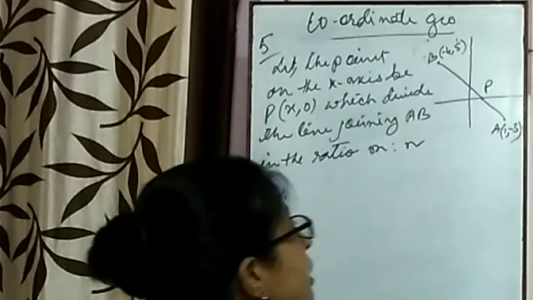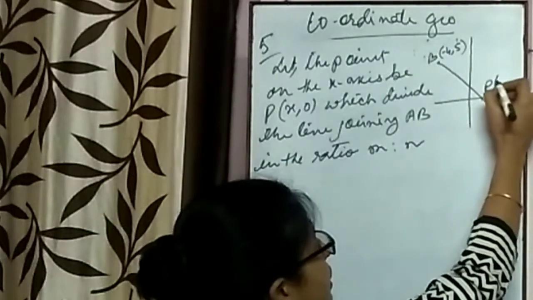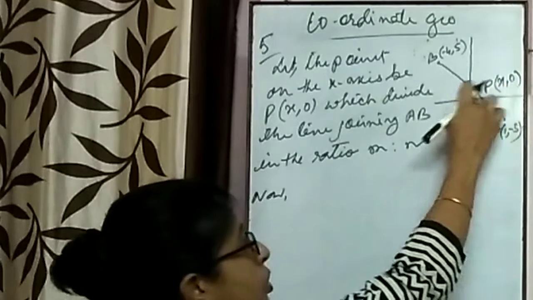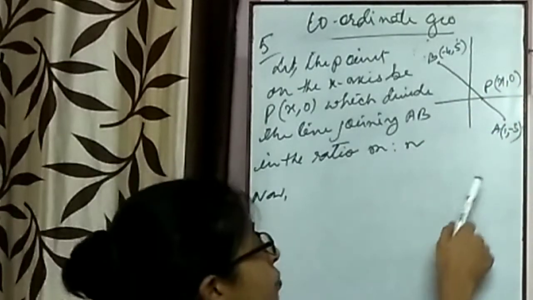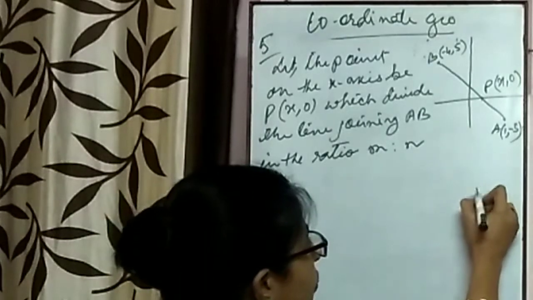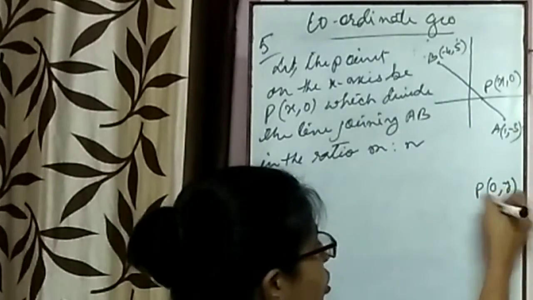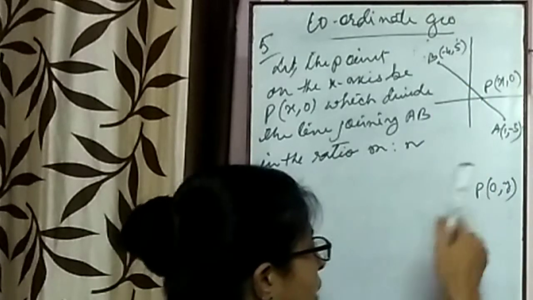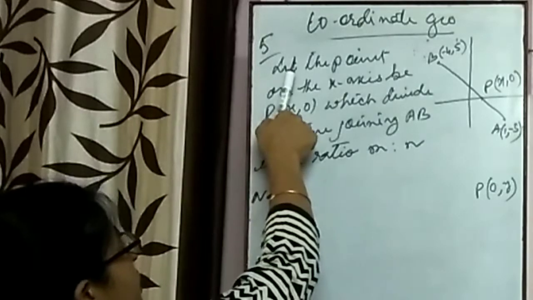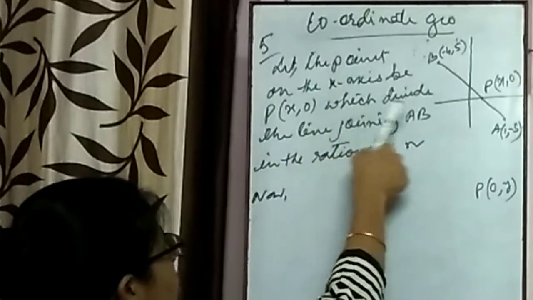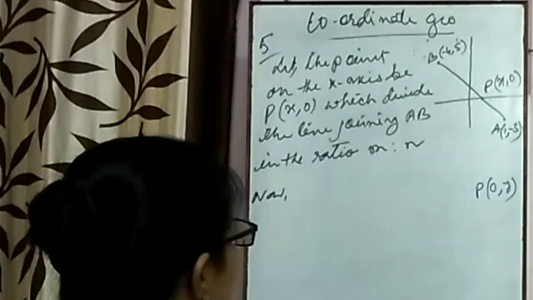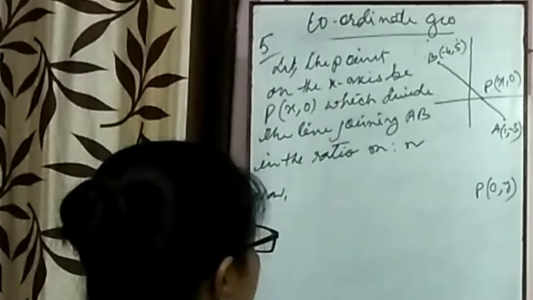Sometimes we are asked at which point it is cut on x-axis and at which point on y-axis. So when it is for x-axis, we consider the point as (x, 0), because on this x-axis all y coordinates are 0. If it would be asked for y-axis, then we will take the coordinate as (0, y), because on y-axis x coordinate is 0, but this time we will take (x, 0). So I have written it, let the point on the x-axis be P(x, 0), which divides the line joining AB in the ratio m is to n.